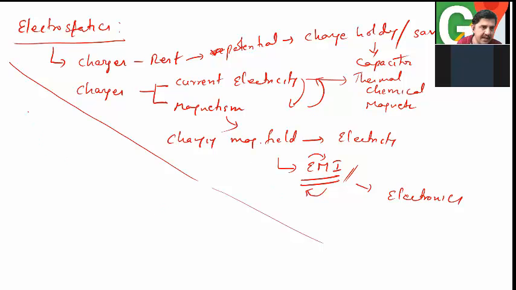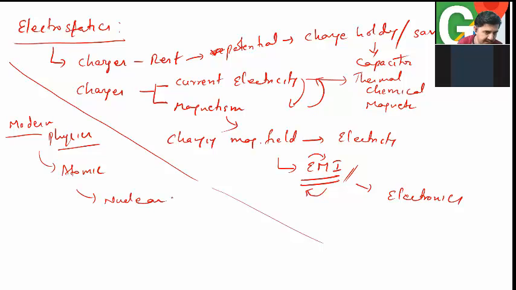Then the other unit that we have is modern physics. In modern physics, you'll be starting with atomic physics, and after that, you'll be moving on to nuclear physics. So this is the second unit that we will be looking into in detail. This will comprise the whole of your second year physics.